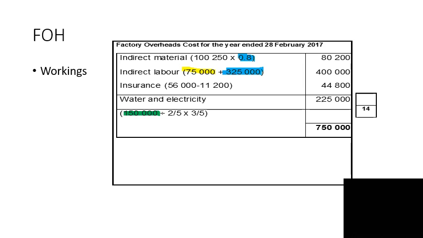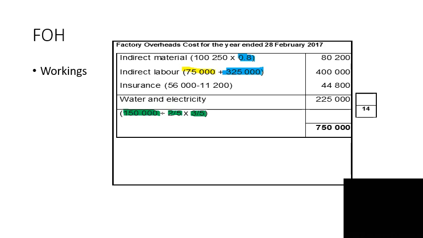So we are given 150. But this one, divide by what it represents. It represents 2 out of 5. Now, we multiply by the required. The amount for factory is 3 out of 5. This will give us now a total of 225,000. Remember, amount given divided by what it represents times the required. So we apply this formula to calculate the water and electricity.